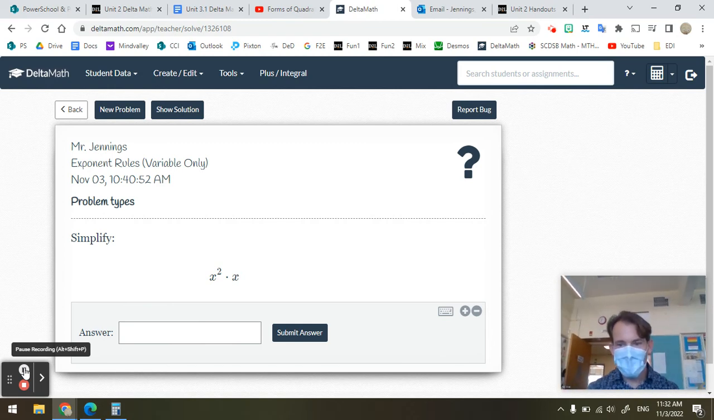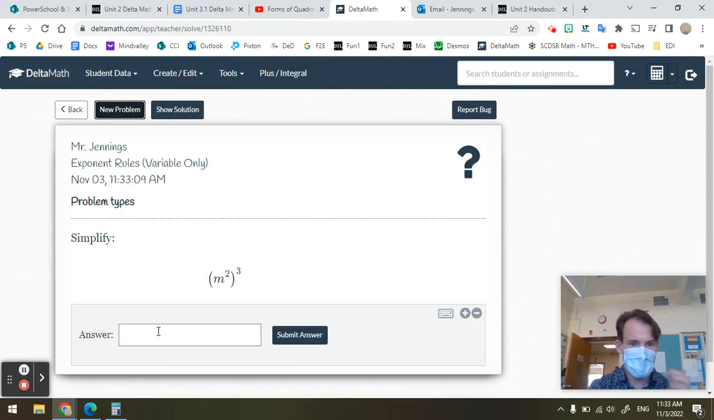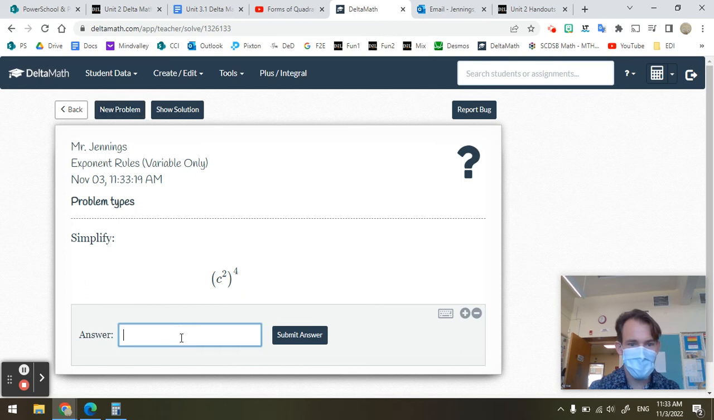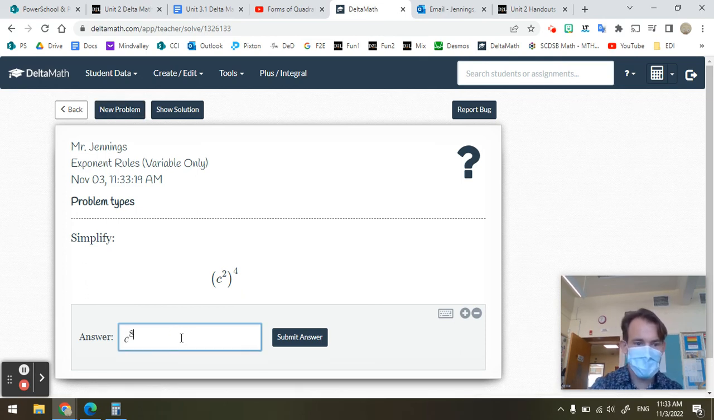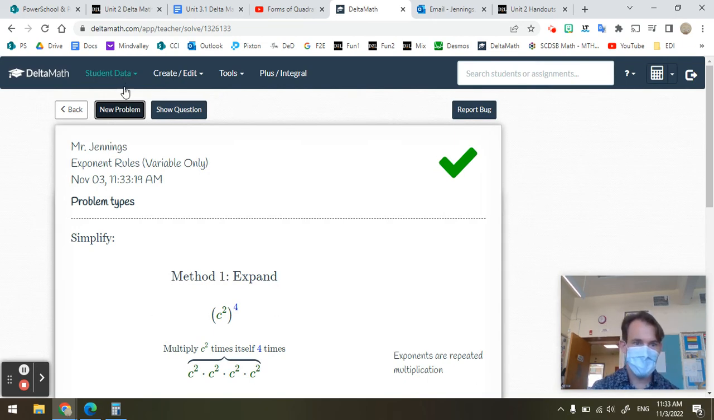Okay, folks, welcome back. So here we have exponent rules with variables only. Here I need to know to apply my product of powers rule, which would be x to the 2 plus 1, or x to the 3. And then this one is m to the 2 to the 3. So that's the power of a power law. So that's m to the 2 times 3, or m to the 6. And then this one is c to the 2 to the 4, so that's c to the 8, because it's also power of a power law. 2 times 4 is 8. That's how you do those.